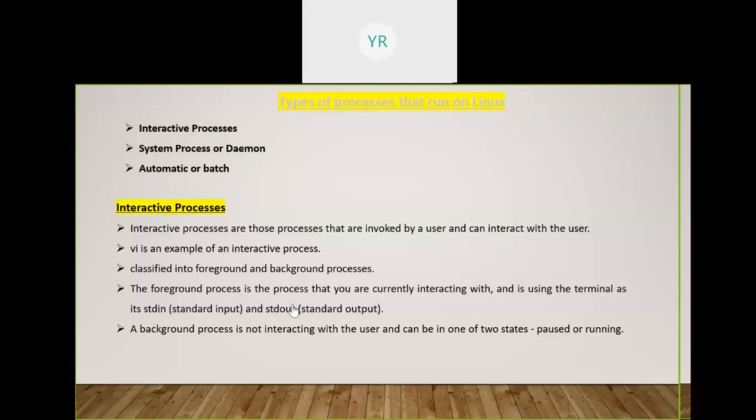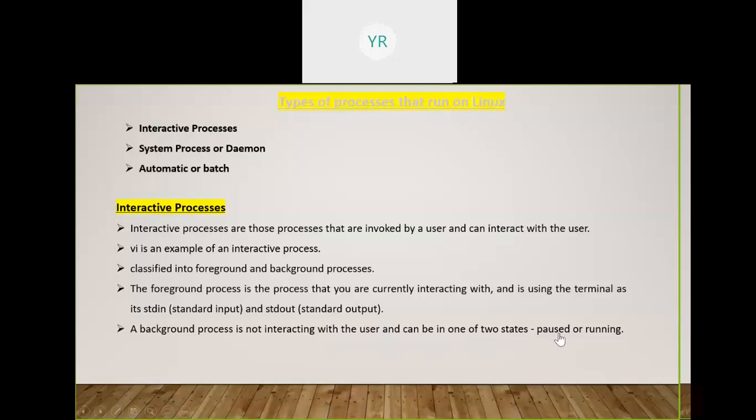That is called a foreground process. Foreground process means, in simple terms, you can see that process in the foreground. That means the output of that process is on the foreground.